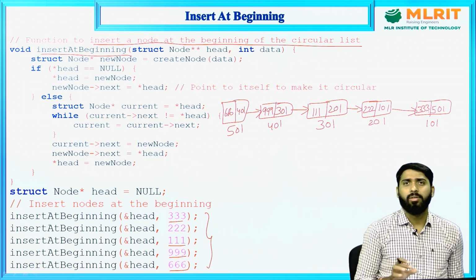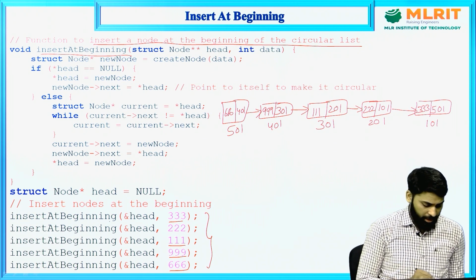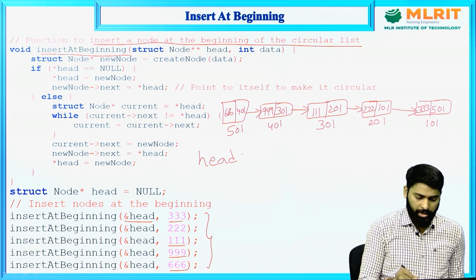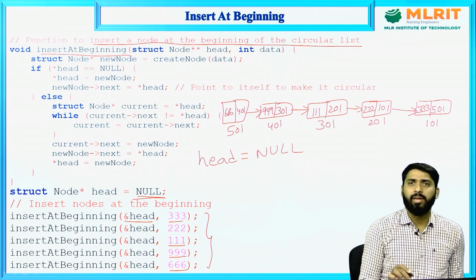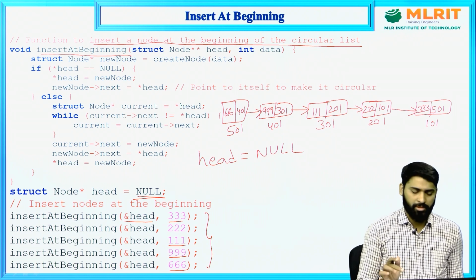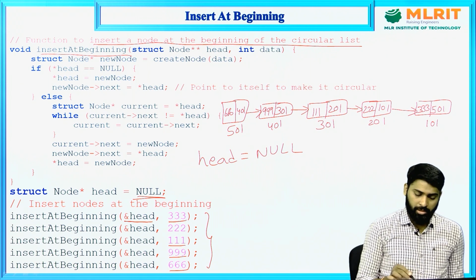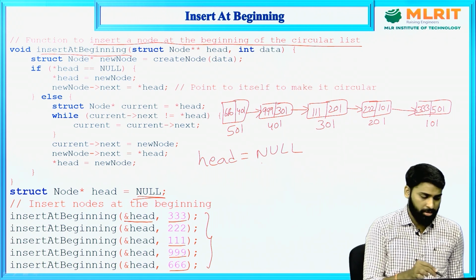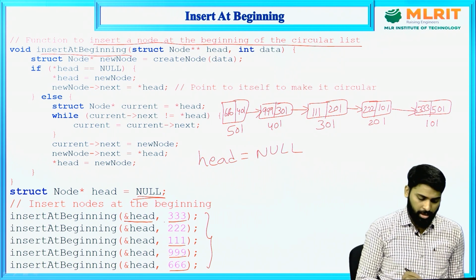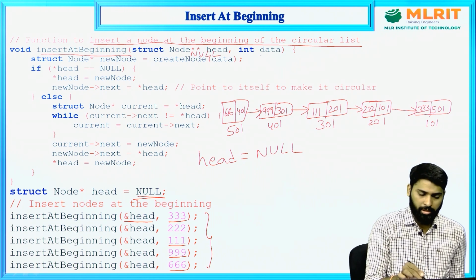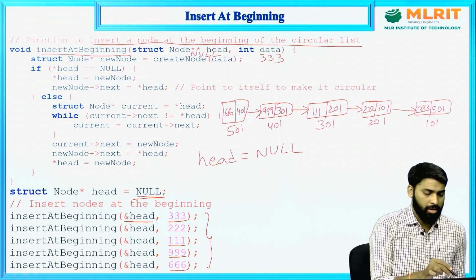Now we look into the code here. We call insert at beginning and give the address of the head. Initially, what is the initial value of head? Null. Always head indicates the first node address. Remember this. Next, insert at beginning, head, 333. Now the address of this head we pass to the called function insert at beginning. This is the head, which is null, and the data here is 333.